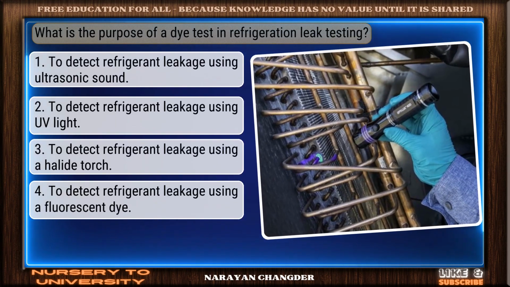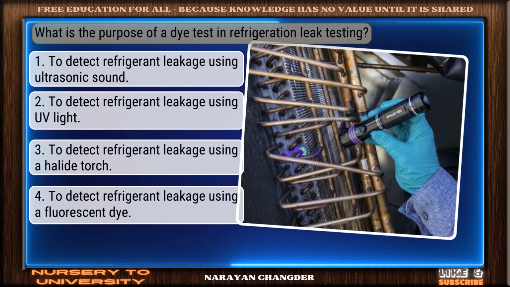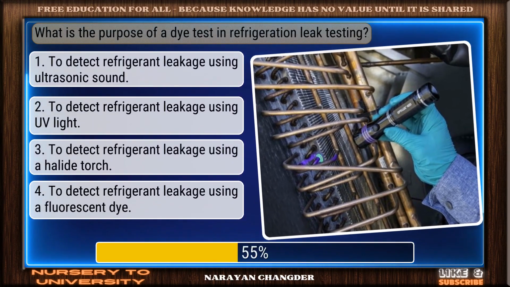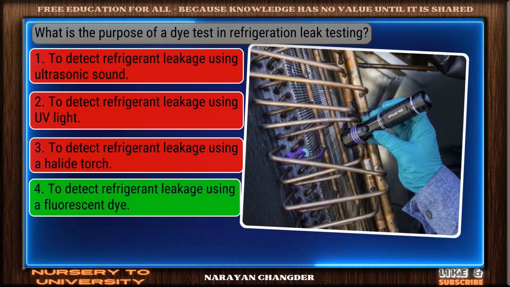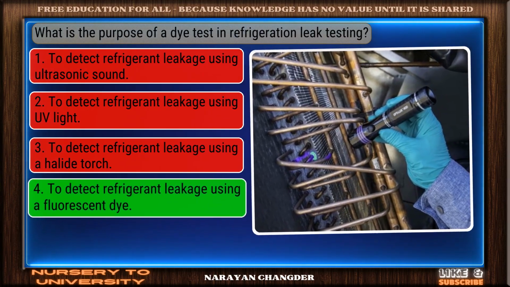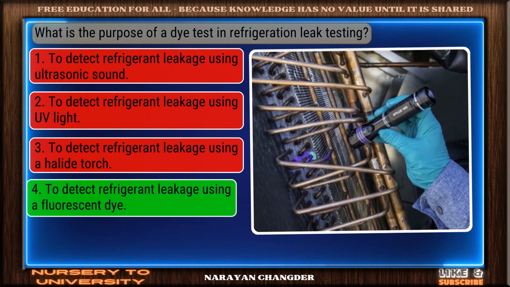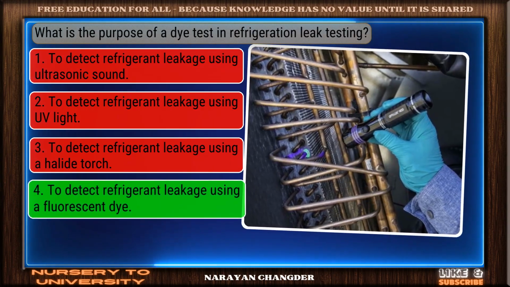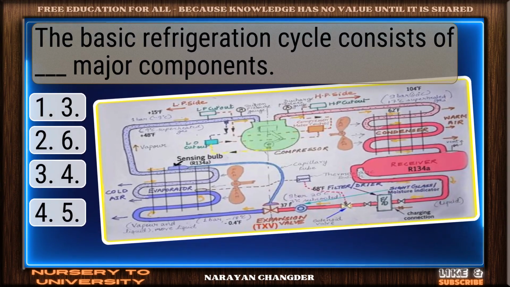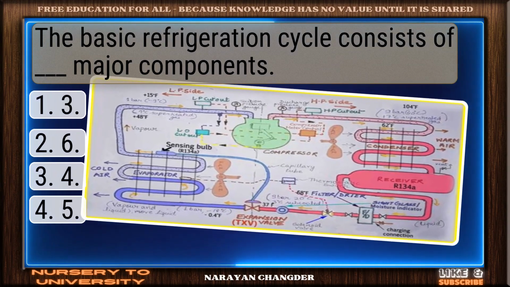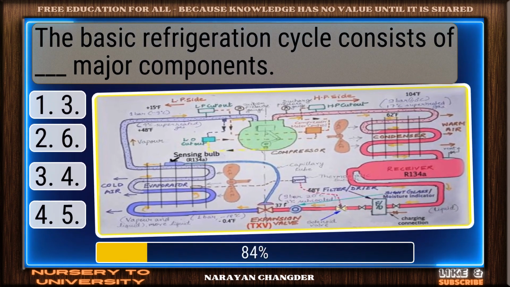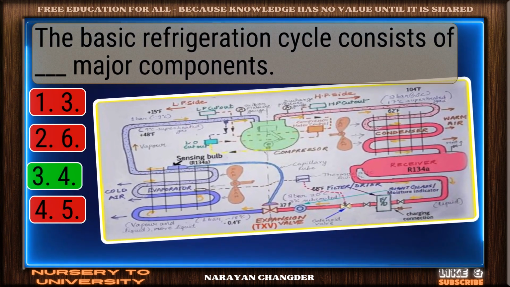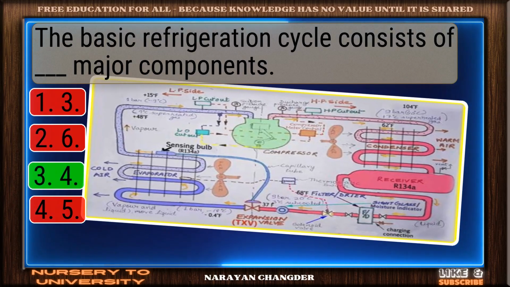What is the purpose of a dye test in refrigeration leak testing? Well picked. To detect refrigerant leakage using a fluorescent dye is the correct answer. The basic refrigeration cycle consists of dash major components. Right choice. 4 is the best answer.